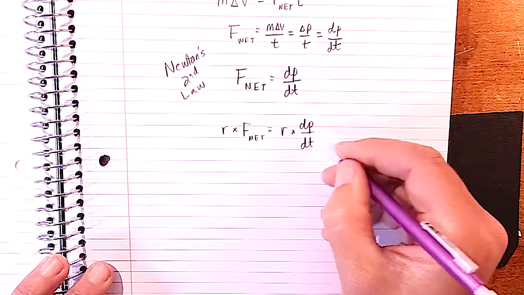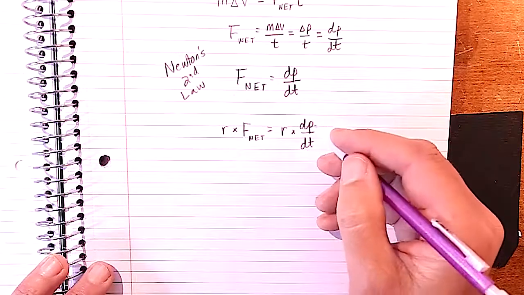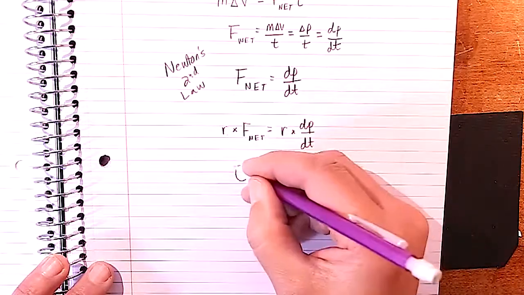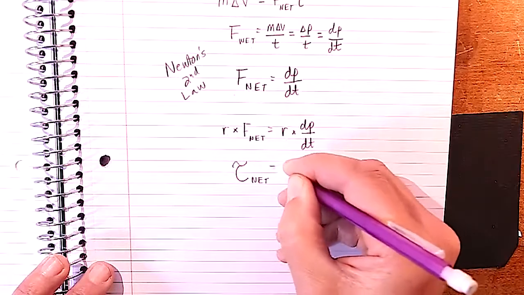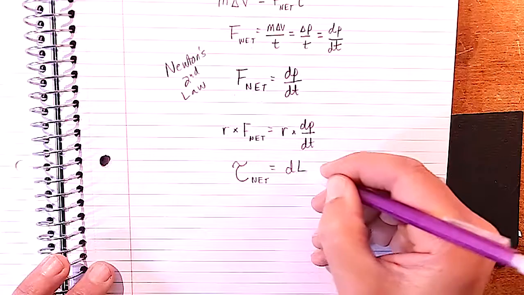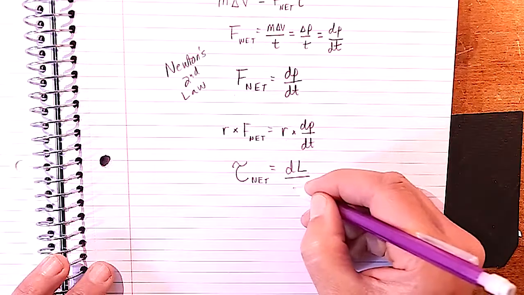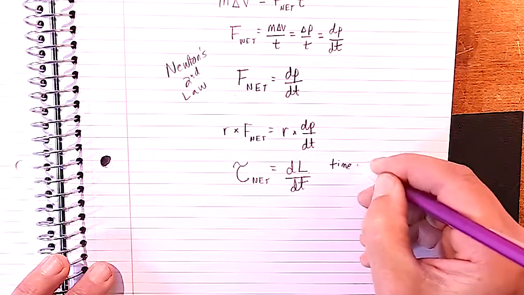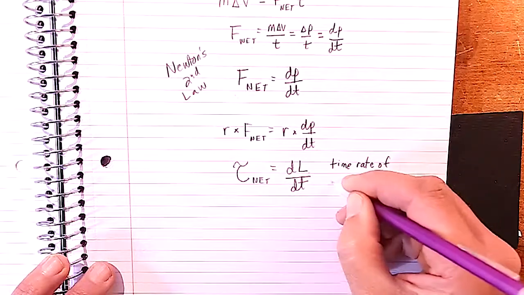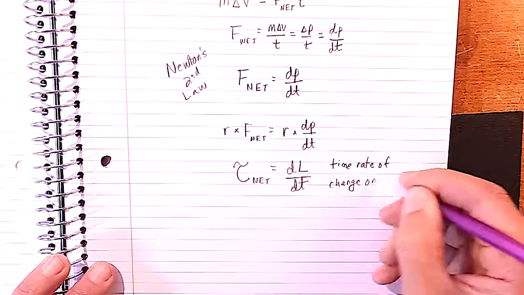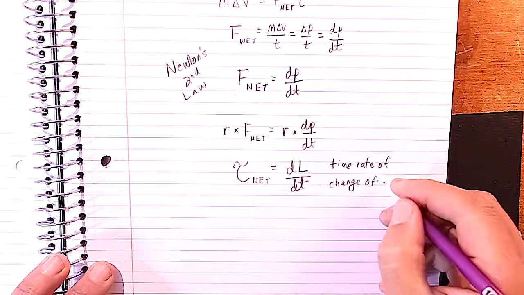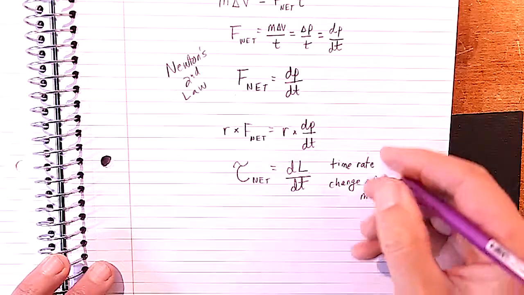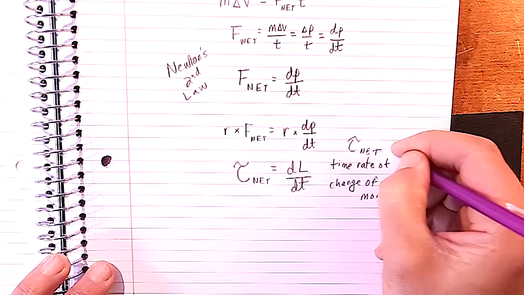Well, this momentum at a radius is angular momentum. So we can rewrite this, because we know r cross F is net torque, so we put in net torque for that. And then this becomes dL/dt, the derivative of angular momentum with respect to time. So what is this? This is the time rate of change of angular momentum. And where did this come from? What produced this? Well, net torque produced this.